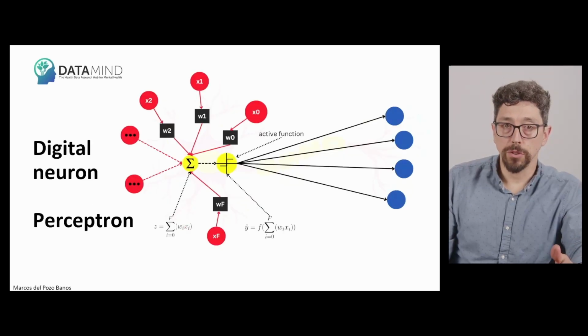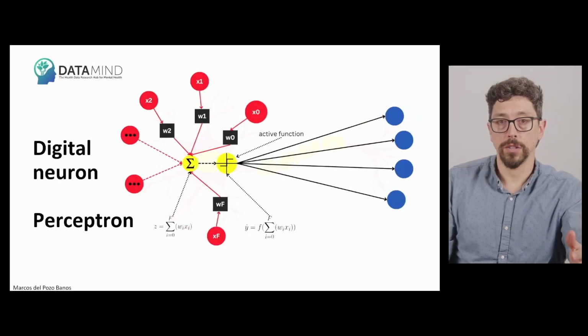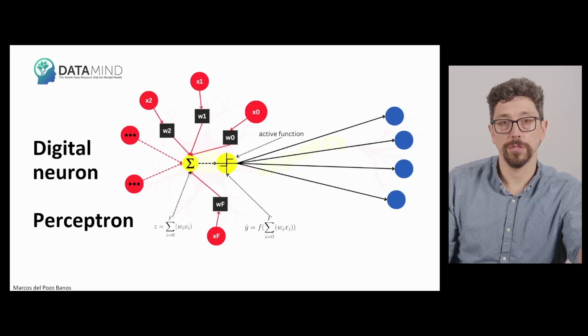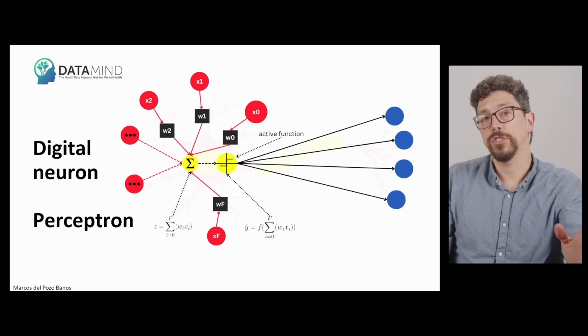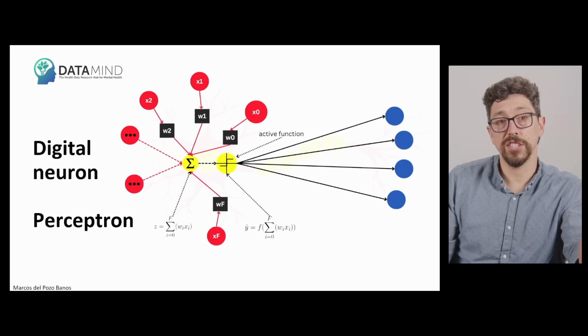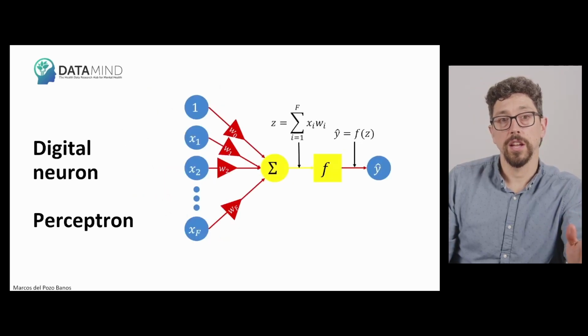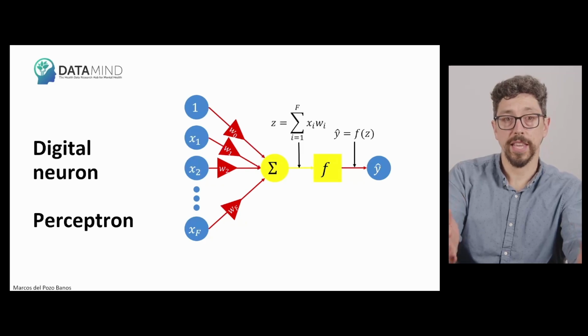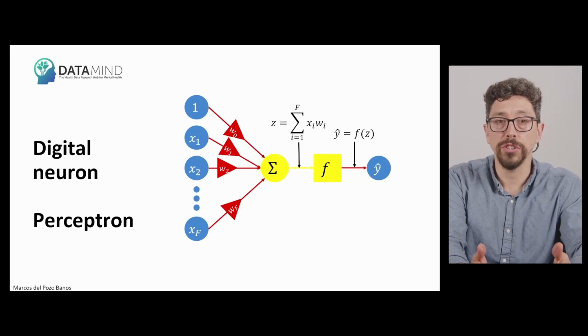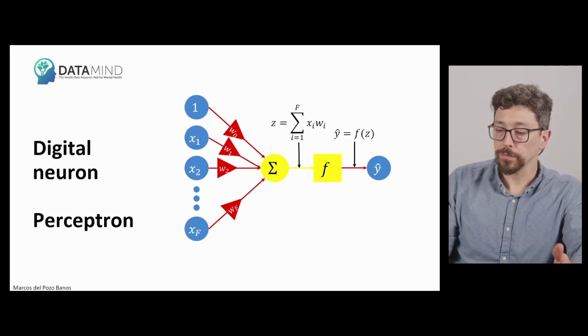A digital neuron has similar parts, a very similar structure. Now, we don't typically represent a digital neuron like this. We represent it like this. And we often call them perceptrons.